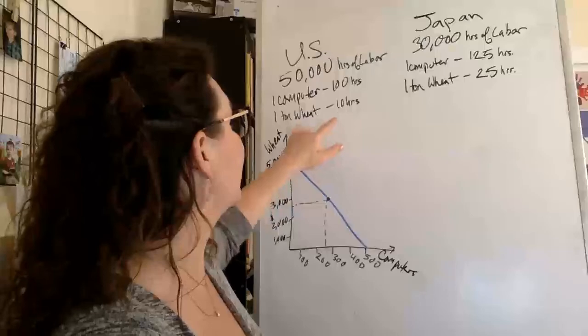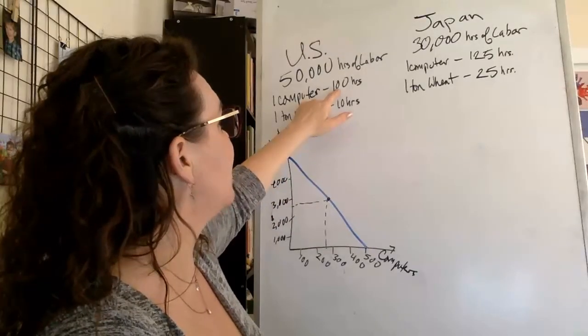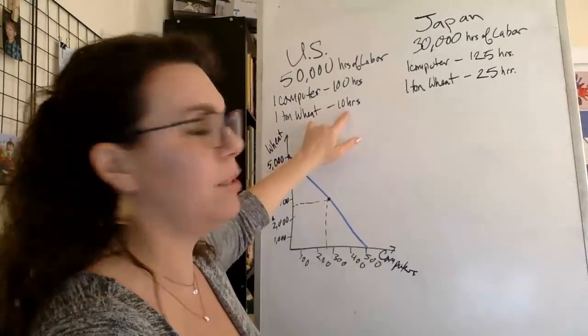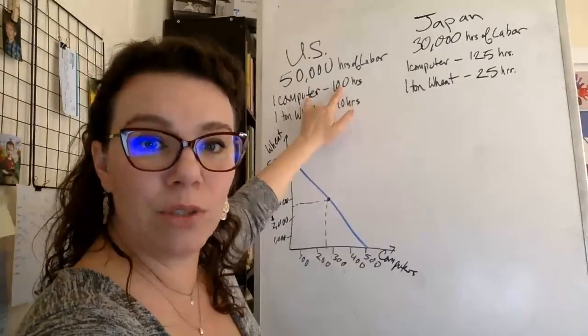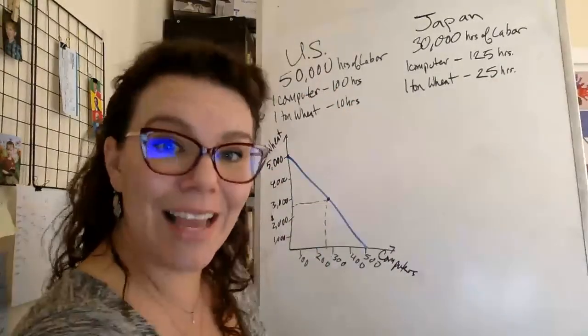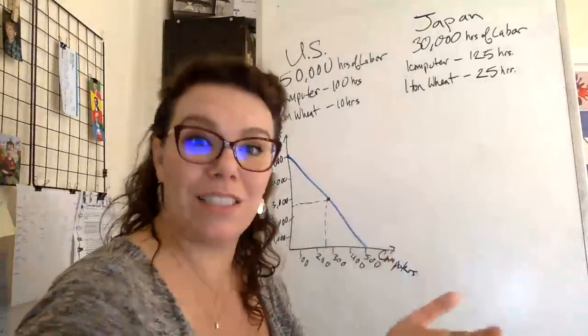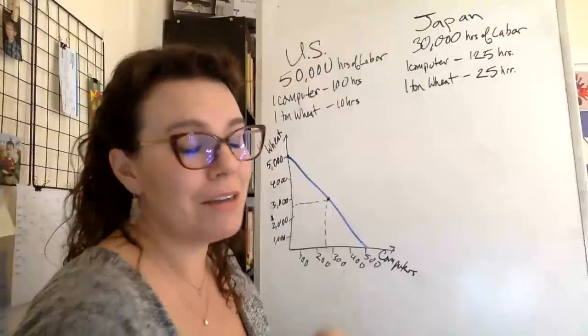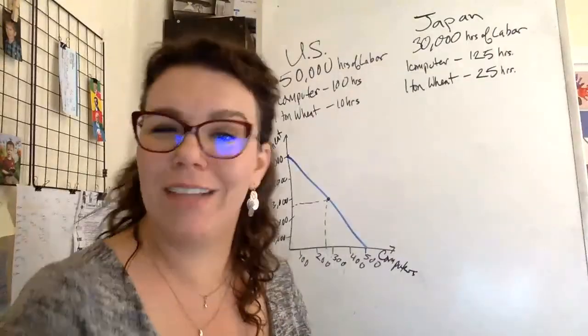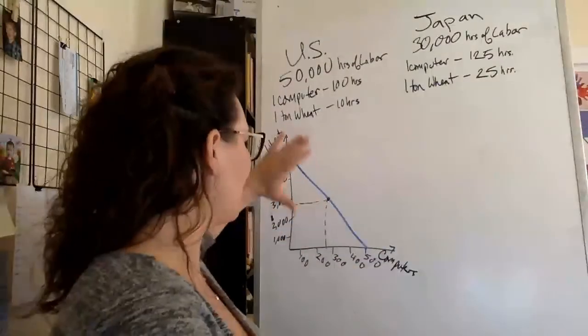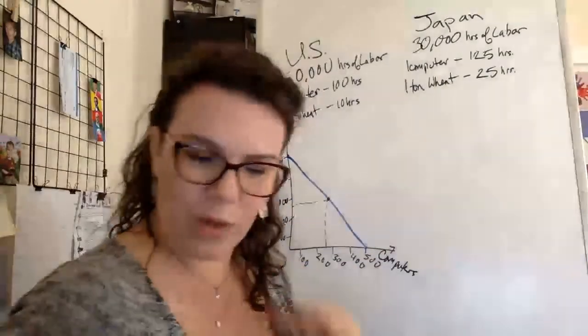So let's say if it takes 100 hours to make a computer, and 10 hours to make a ton of wheat, every time I make a computer, I'm giving up 10 tons of wheat. That's a positive statement. A normative statement is computers are more important than wheat. That's a judgment call, right? Okay, so that's the US. We've done that before. We're comfortable with that.